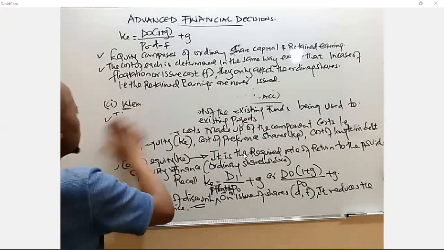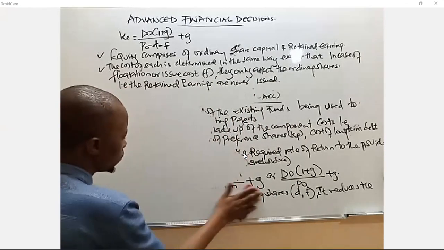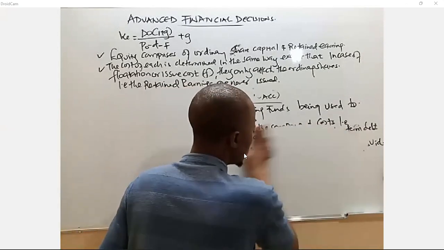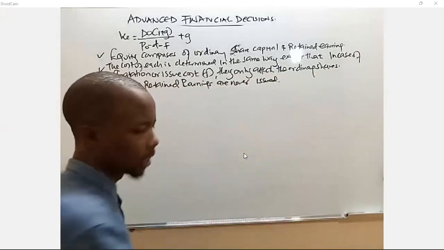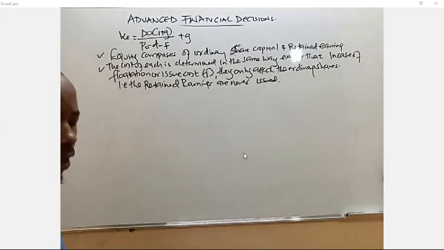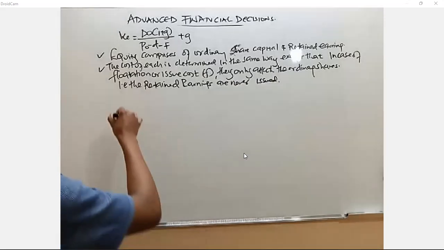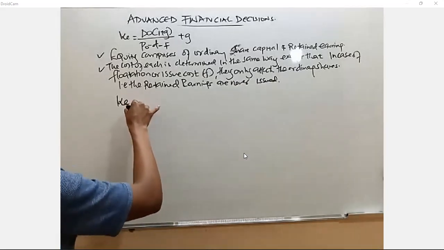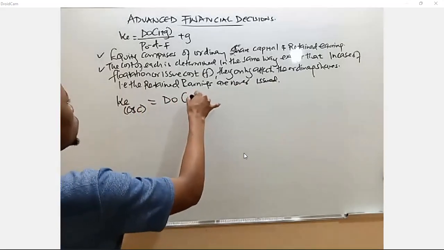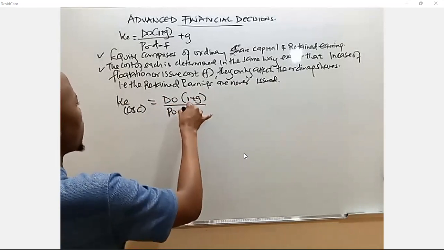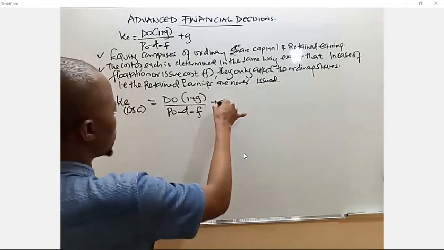In that case, when it reaches there, how do we normally get the formulas for both? If both are appearing in the question, they are used when we are raising additional shares, when we are raising more capital to undertake a new project. If I'm calculating the cost of equity for ordinary share capital, I'm supposed to take D0(1+g) divided by P0 minus D minus F, plus the growth rate, correct?